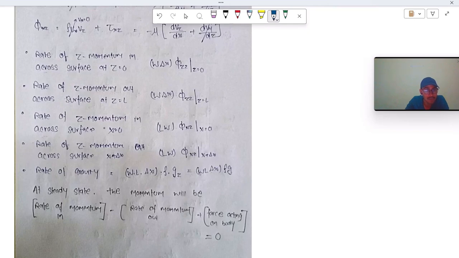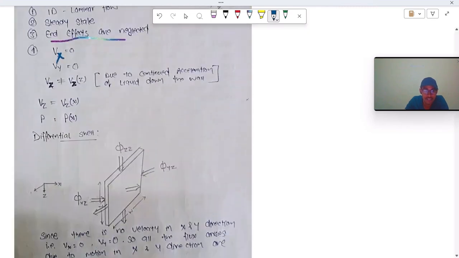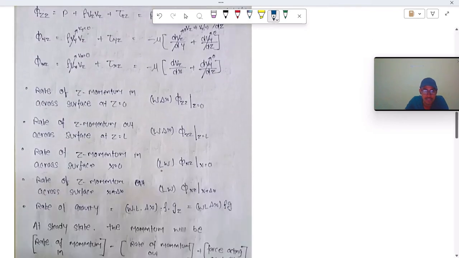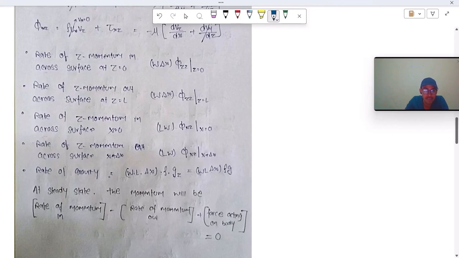So write the z momentum balance at x is equal to 0. Here also, we multiply the flux by its cross sectional area. Here we can see that this is L into W, because in the x direction the cross sectional area is this: this is W and this is L. So this is what is written here. So this is the cross sectional area. Now the force of gravity, that is W L delta x, which is the volume, into density, into acceleration. This is what we have basically written.